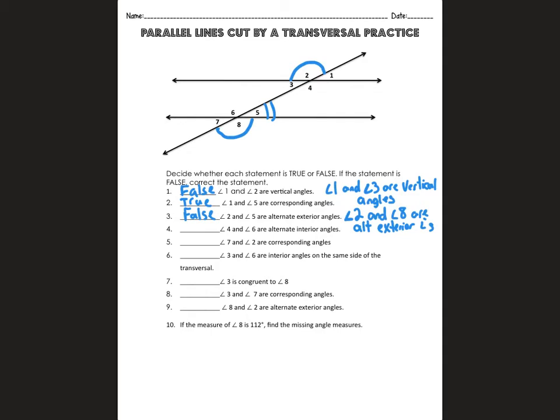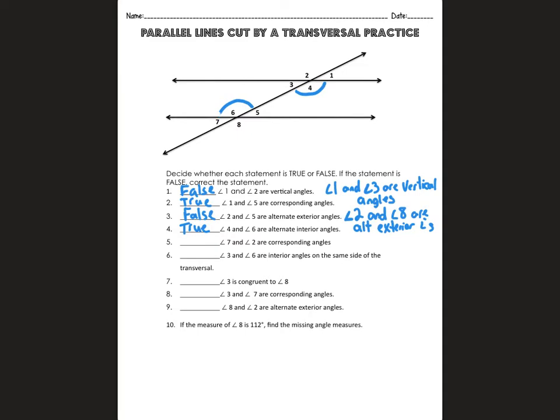The next one, 4 and 6. It says that angle 4 and angle 6 are alternate interior angles. That is true. They're both inside the parallel lines, and they're on different sides of the transversal, so therefore they're alternate interior angles.